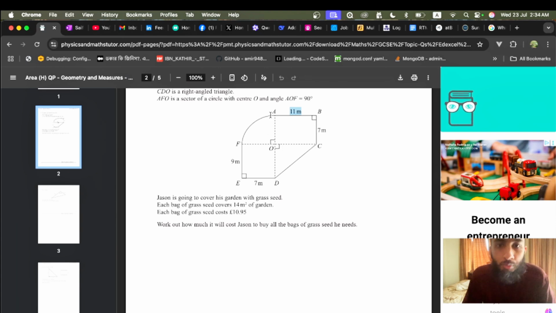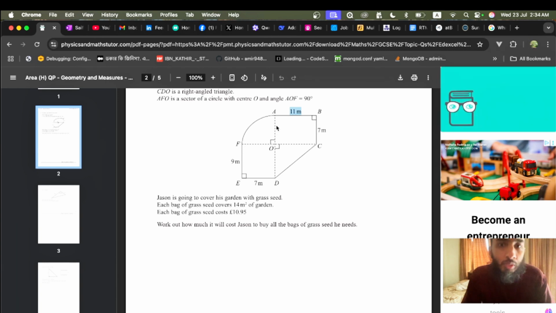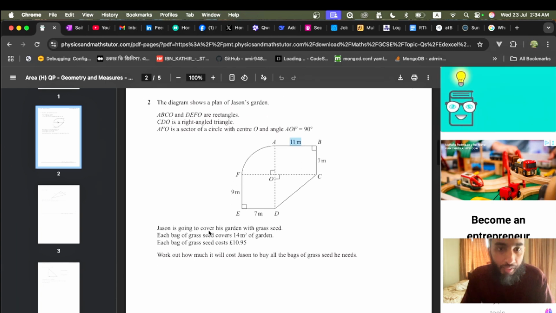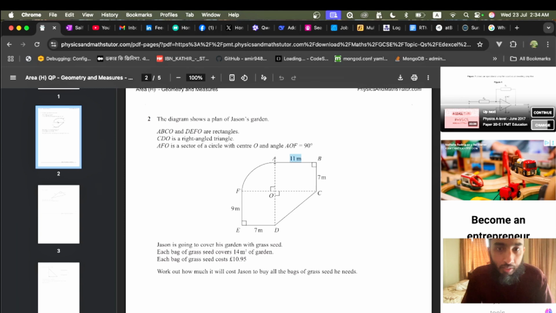Okay, now we have to figure out the area of AFO. This is a part of a circle, and as you can see, this is the right angle, 90 degrees, and these are the radiuses of this arc of the circle. This value is 7 and this value is also 7. So these are radiuses, and this is one arc of the circle.